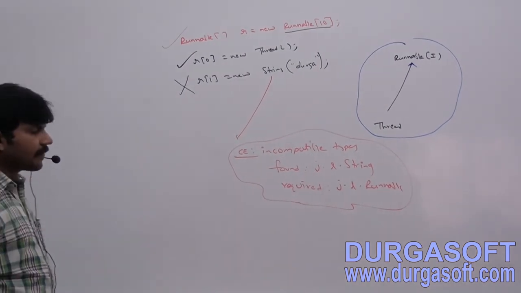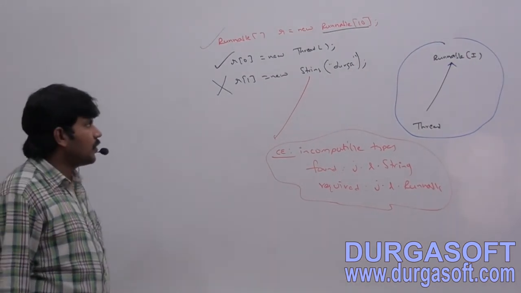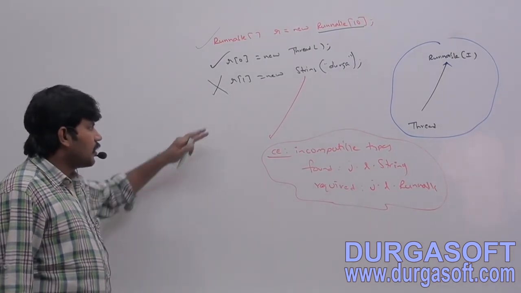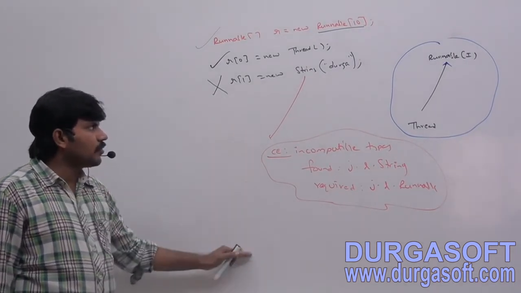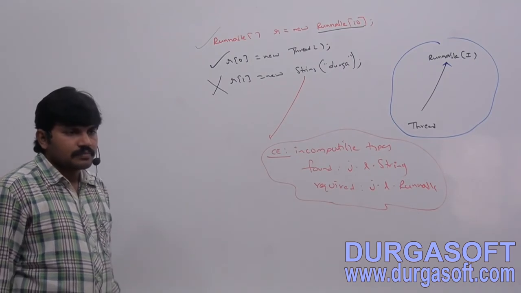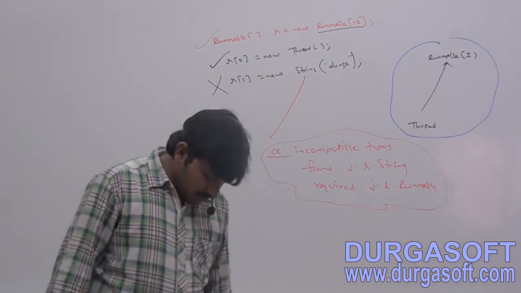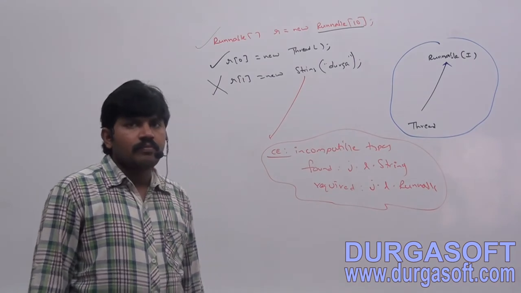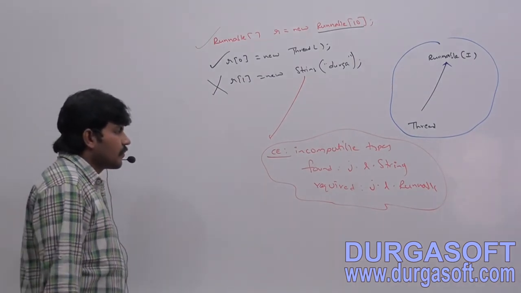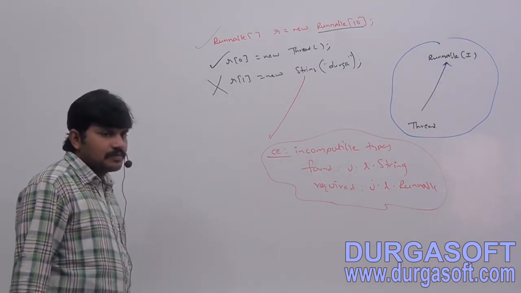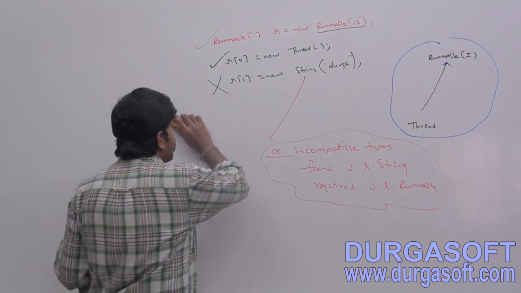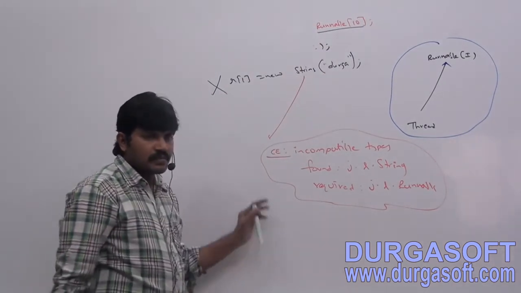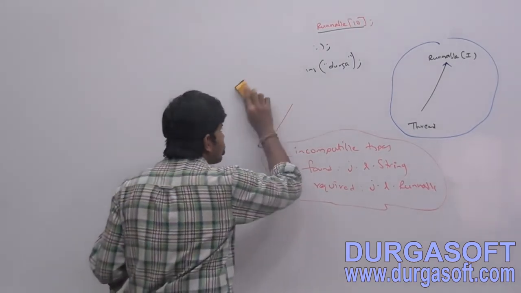Runnable[] r = new Runnable[10]; r[0] = new Thread(); r[1] = new String("Durga"); Incompatible types, found java.lang.String, required java.lang.Runnable. Clear, right? Okay.